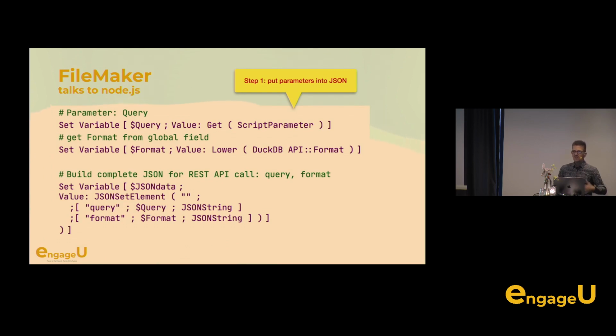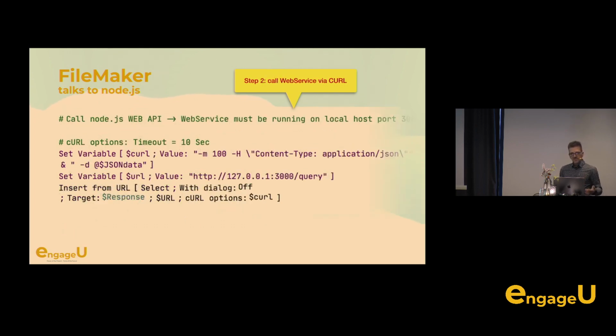So we have this second parameter to define what we want to get back. And then we pack it together in one JSON, set up curl option to wait for timeout, hand over this data, and we have just this URL with this local address and the slash query that we defined, we saw it a minute before in this other script. And with insert from URL, we fire off this request to the local API and get back the response and store it in a variable called response, and that's it. So we have the data back inside FileMaker. Very simple setup.